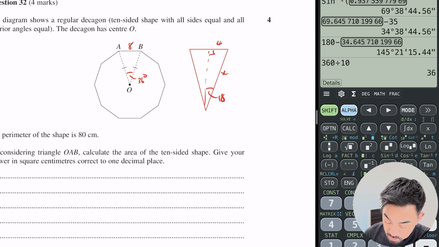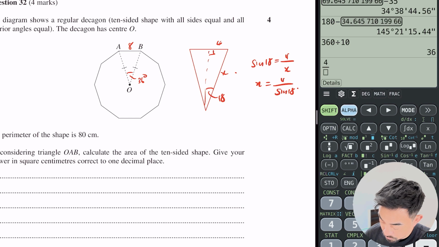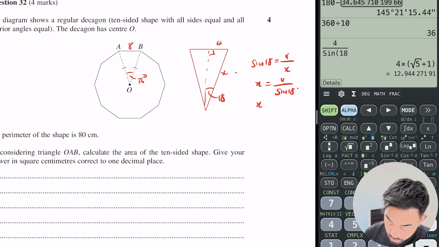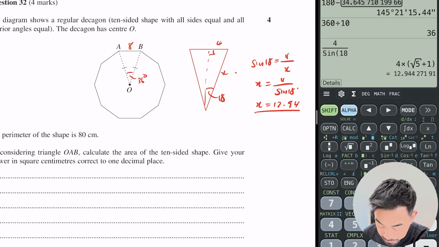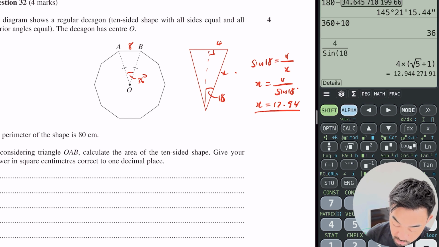So what's the hypotenuse? Well, sine 18 is equal to opposite over hypotenuse. So x is equal to 4 over sine 18. So x is equal to 12.94. Now, do I even need that? Yeah, sure, let's use that. Because I have a triangle here, this is 12.94, and this will also be 12.94.